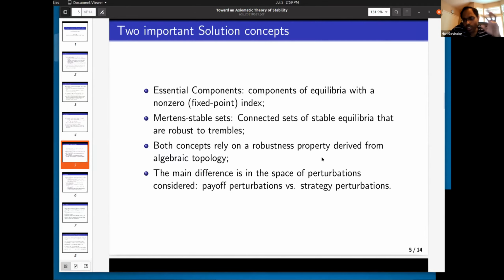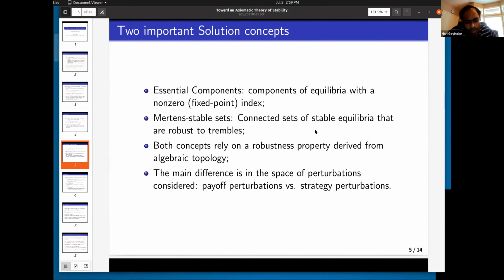And the main difference is the domain of perturbations. One is based on strategy perturbations. The other is based on payoff perturbations. Strategy perturbations can be viewed as a special class of payoff perturbations. One way to think of strategy perturbations is to say, I restrict the set of strategies you choose from. Another way is I redefine the payoffs at the pure strategies so it resembles a strategy perturbation. So two different ways. Payoff perturbation is more general.